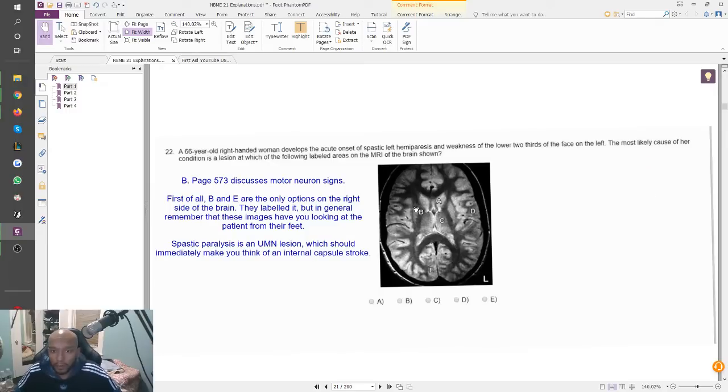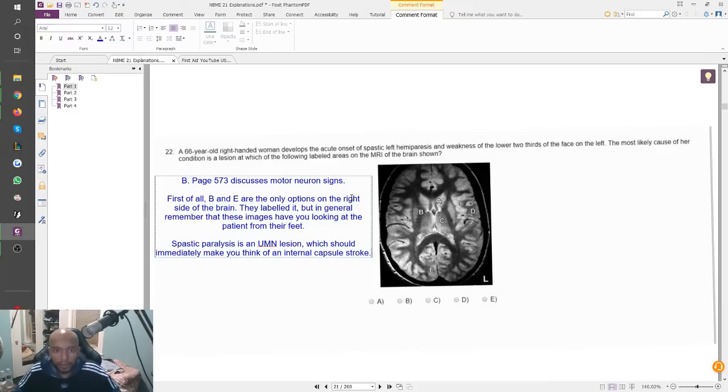So here the answer was B. And look at this. First of all, B and E are the only options on the right side of the brain. That's one thing. Right? They told you that she has left hemiparesis and weakness of the lower 2/3 of the face on the left. So B and E were the only things that are on the right side. Sorry, on the left side. No, what am I saying here? Why did I pick right side? Excuse me. This is supposed to be left side because it's back to left hemiparesis and weakness of the lower face. Yeah, it's the face. When it's the face, it's usually the same side, right? Because the decussation hasn't occurred here.